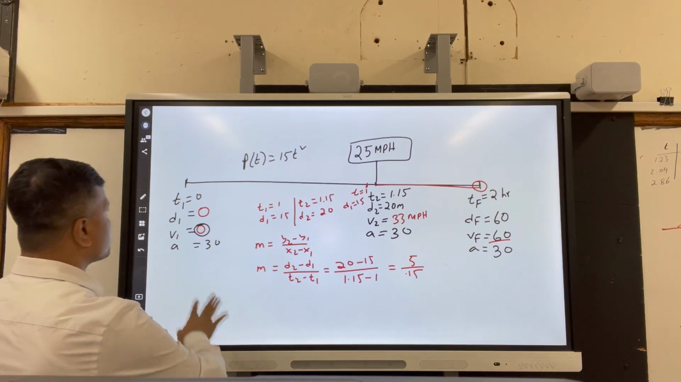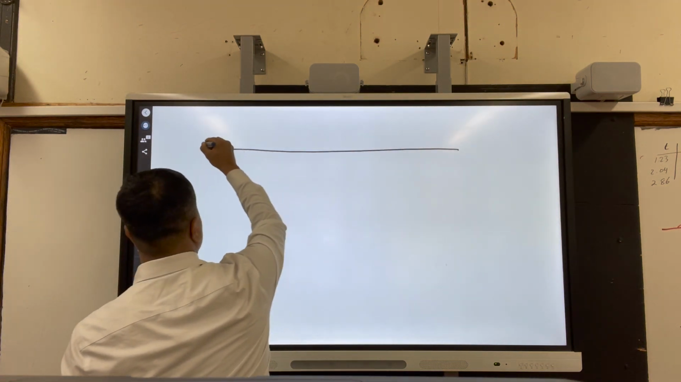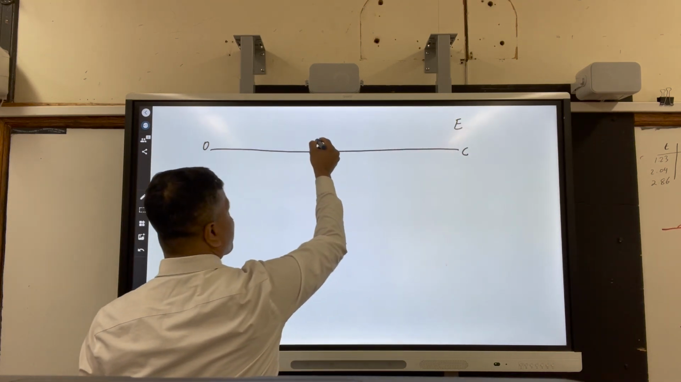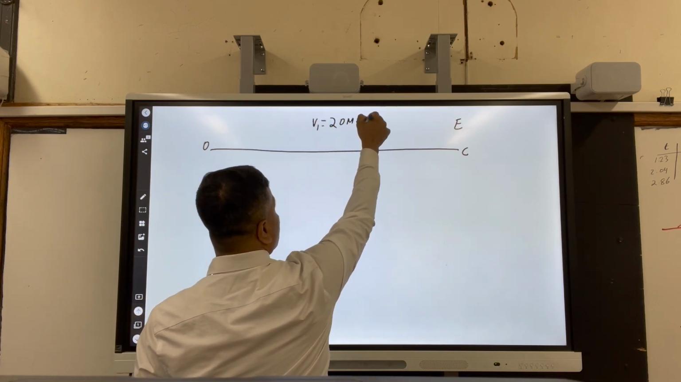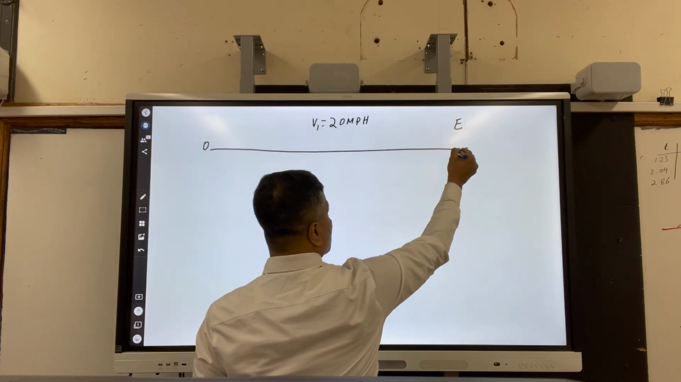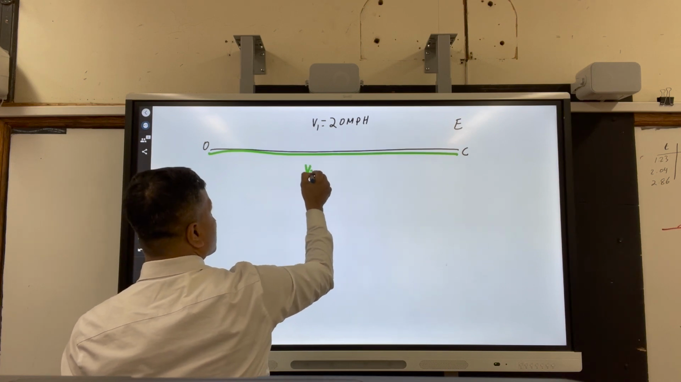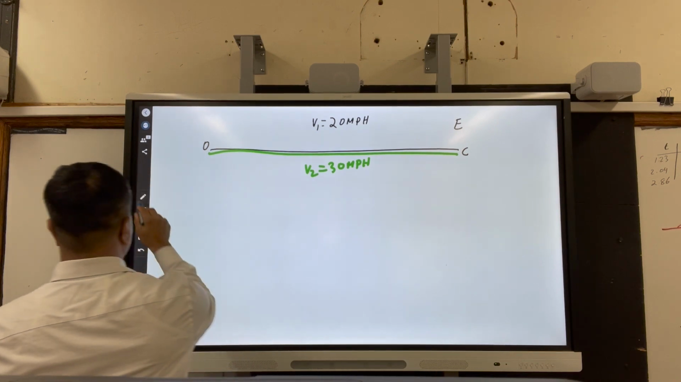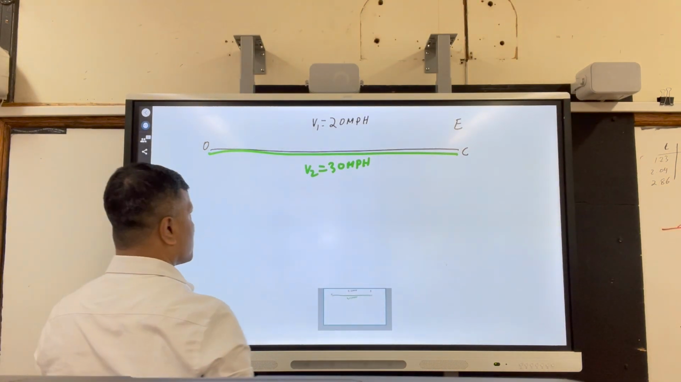Okay, so that was problem number 2. A body is moving from Oxford to Cambridge. This is east, with a velocity of 20 miles per hour, and then he immediately returns from Cambridge to Oxford with 30 miles per hour. So we need to draw the graphs first, and then from the graphs we're going to find some points.